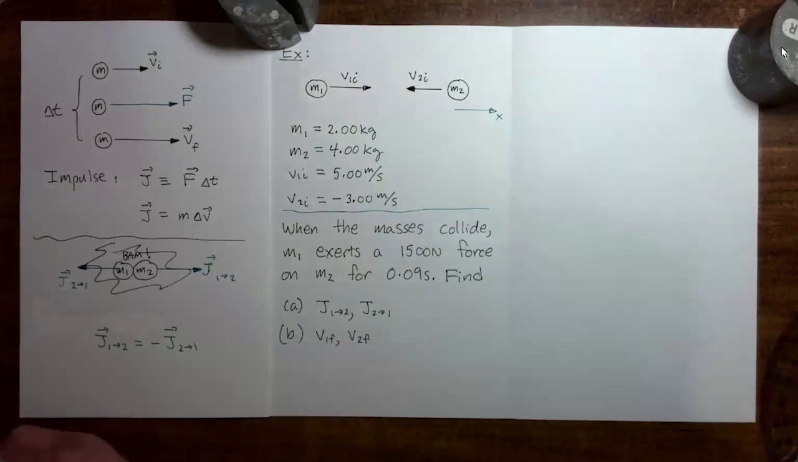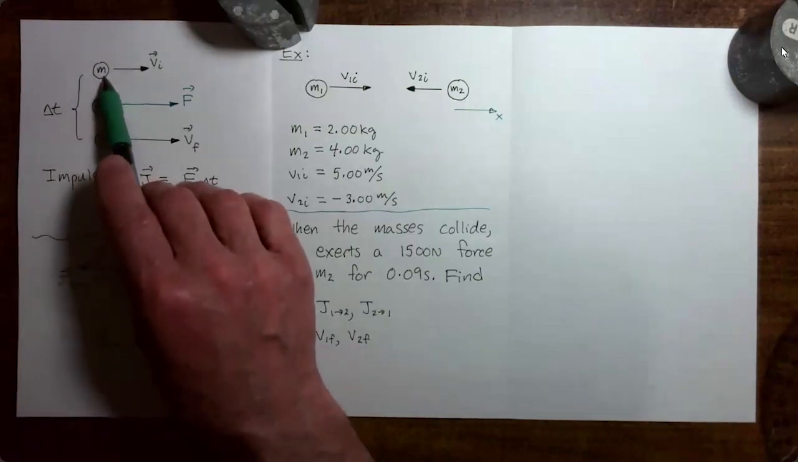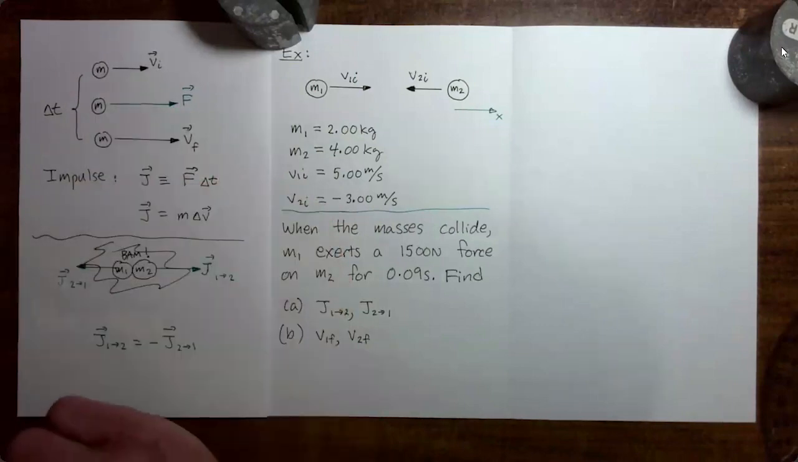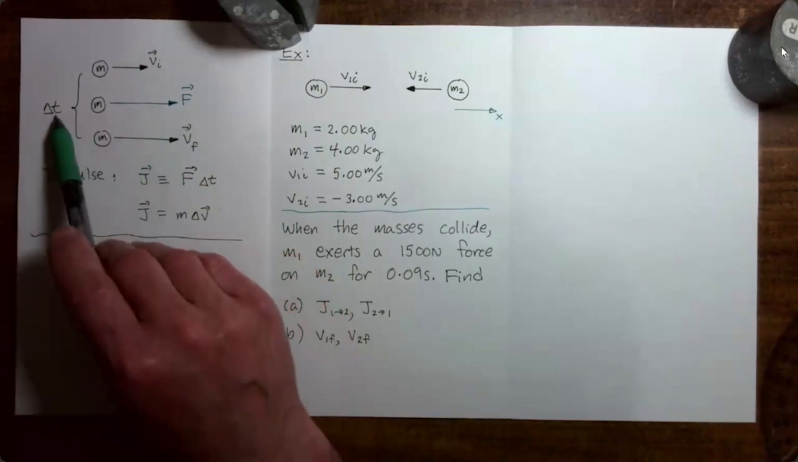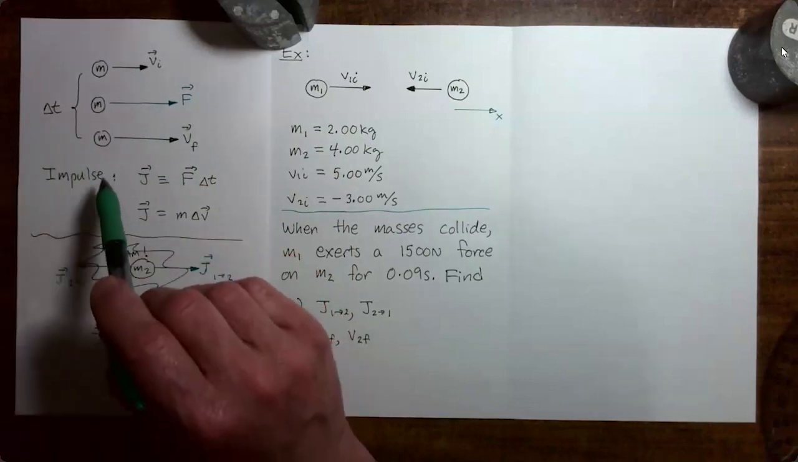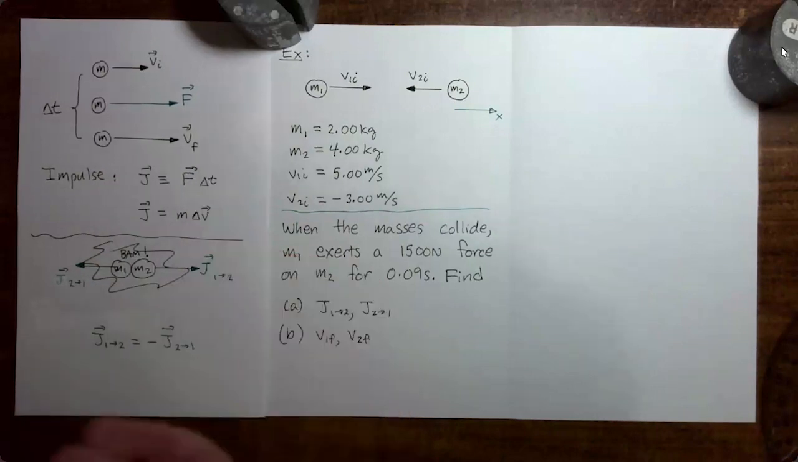At this point in the module, I've already introduced you to the idea of impulse. Here's the idea. Let's say I have a mass moving along with velocity v initial. Then a force comes in and acts on the mass for a time delta t. After the force has acted, the mass has a new velocity, v final.